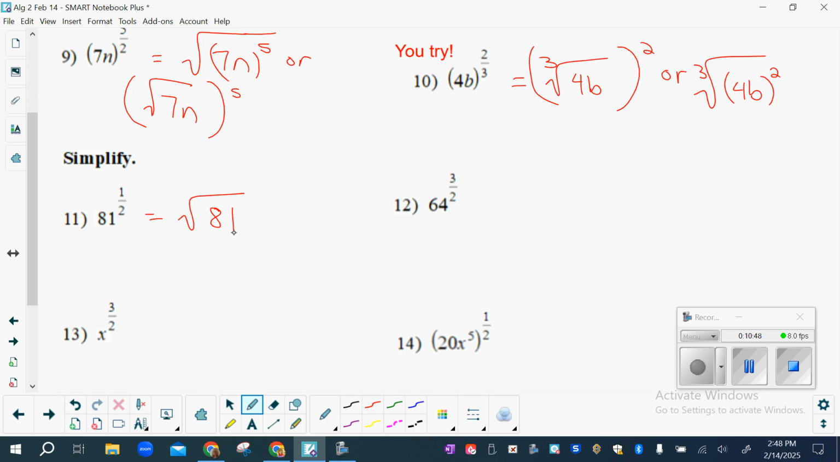So what is the square root of 81? Because we're not done. We're now going to simplify it. It's 9. So our answer is 9.